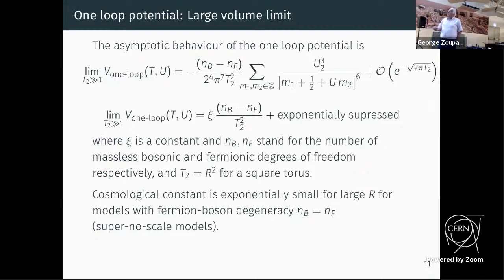So this implies that if we want to have models which have an exponentially suppressed cosmological constant, we have to concentrate on models where the number of fermionic degrees of freedom equals the number of bosonic degrees of freedom. I have to explain, these are not supersymmetric models. They are just models where the numbers of degrees of freedom are equal. It doesn't mean the models are supersymmetric. And this is an analytic result. So people, and especially our friend Kostas Kounnas, have called these models super no-scale models. I don't know if the name is appropriate. I would say they are models with fermion-boson degeneracy.